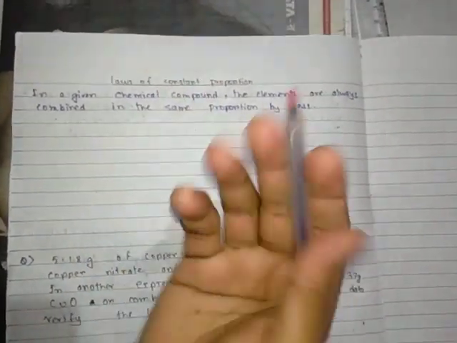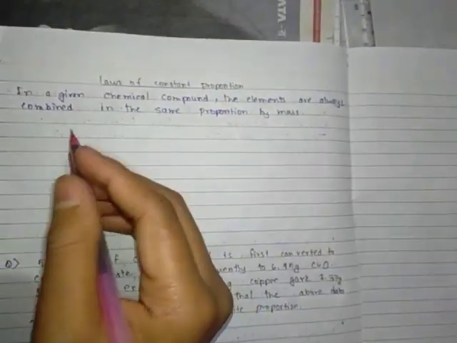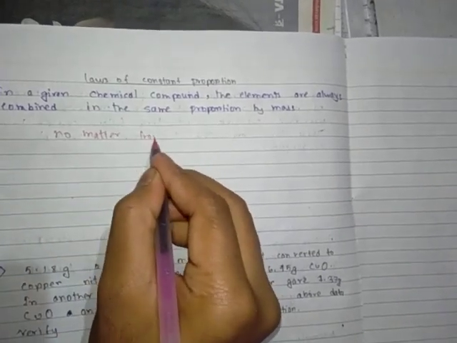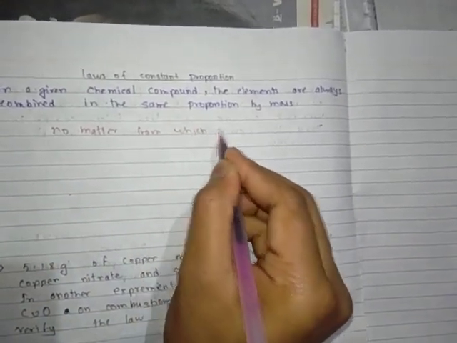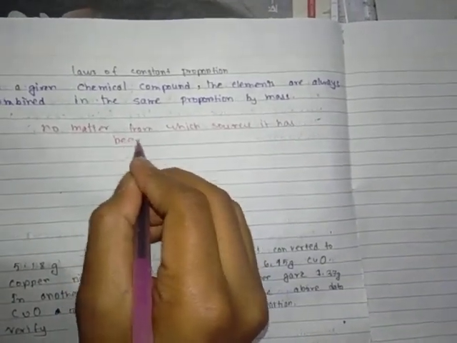Number two is constant proportion, which is also a very important term given in our NCERT book. Its definition is: in a given chemical compound, the elements are always combined in the same proportion by mass. That means the proportion by mass will be the same, no matter from which source it has been obtained.